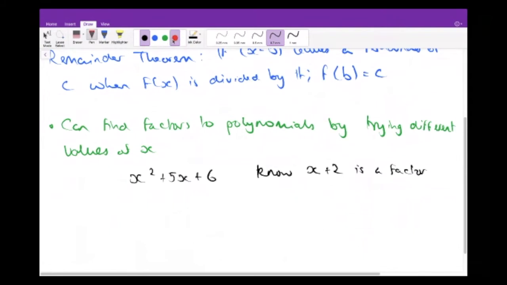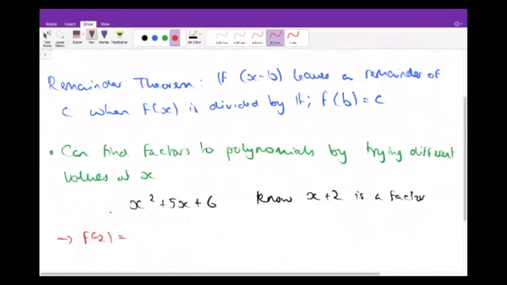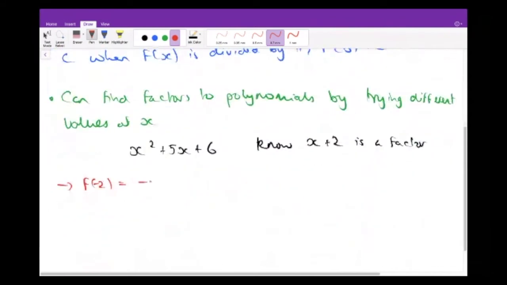So first of all, we can double check this. So f of 2 is equal to 2 squared. Sorry, if x plus 2 is a factor, then we put minus 2 in. So minus 2 squared plus 5 lots of minus 2 plus 6 equals 4 minus 10 plus 6, which equals 0. So it must be a factor.